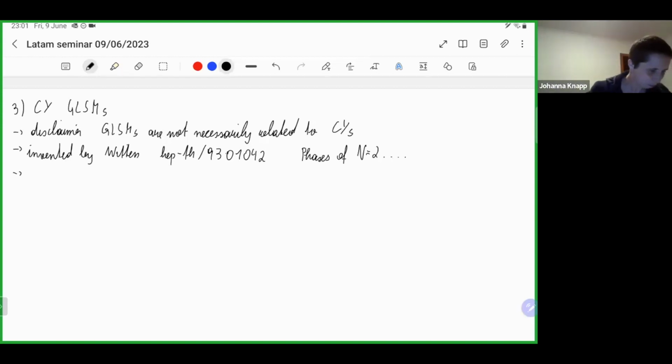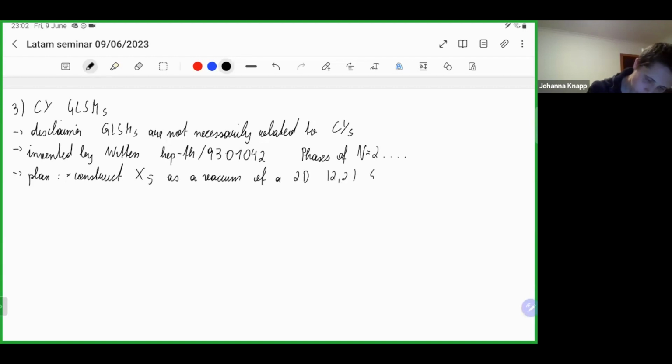All right. So my plan is to construct Calabi-Yaus. Let's write it down. Actually, the quintic for today, as a vacuum of a 2D (2,2) SUSY gauge theory, which is the GLSM by definition. And what I also want to do is explore the Kähler moduli space.